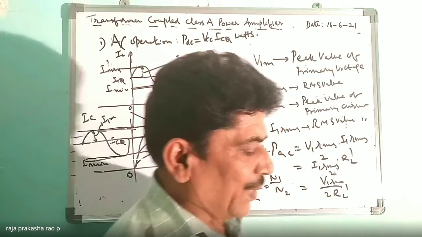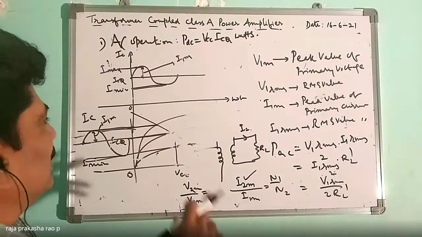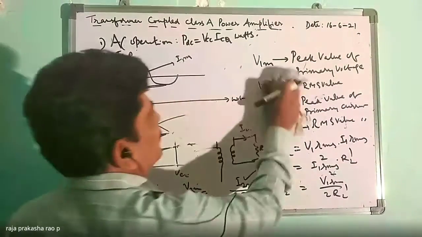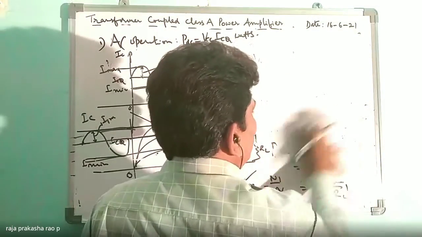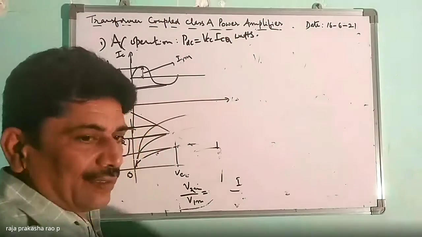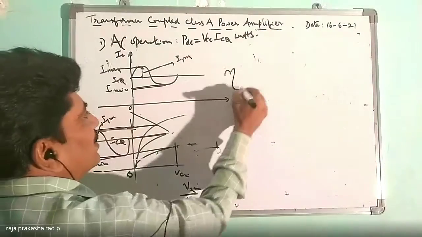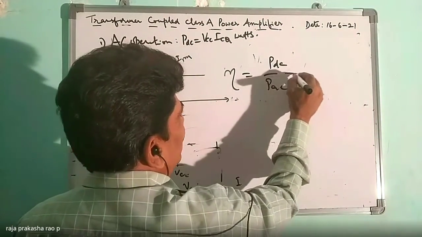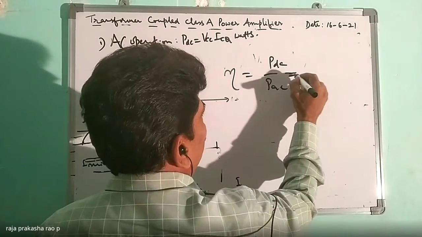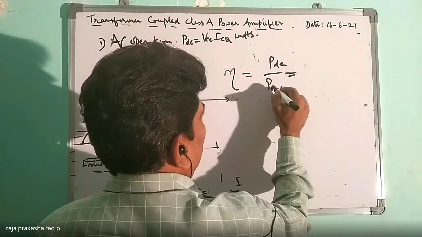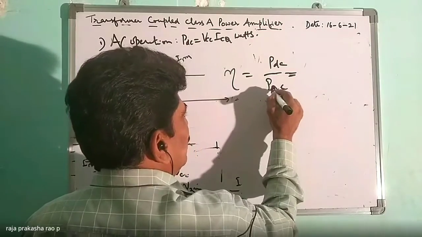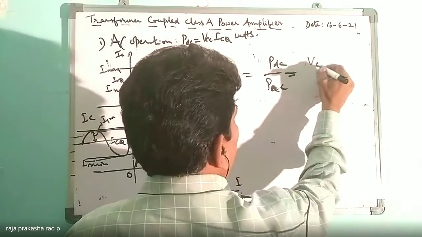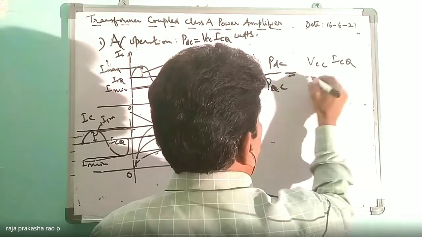So what is the maximum power? First you tell me the efficiency now. What is the efficiency formula? Efficiency is equal to PDC by PAC. PDC is what? PDC by PAC, right? Or PAC by PDC. PDC by PAC. PDC is VCC into ICQ. Okay?